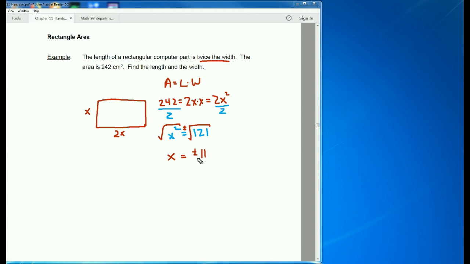But in this case, obviously, it can't be negative 11 because that's not possible. So really, the solution is just x equals 11. Making sure we answer the complete question, it says to find both of them. So one dimension is 11 centimeters. The other dimension is twice that, or 22 centimeters. All right, I'm going to move on to the next page.